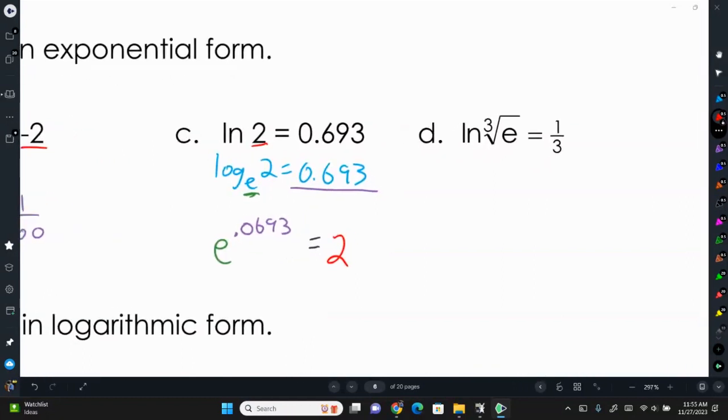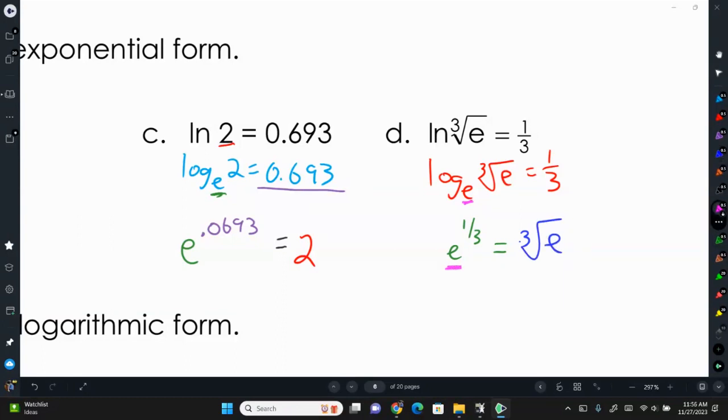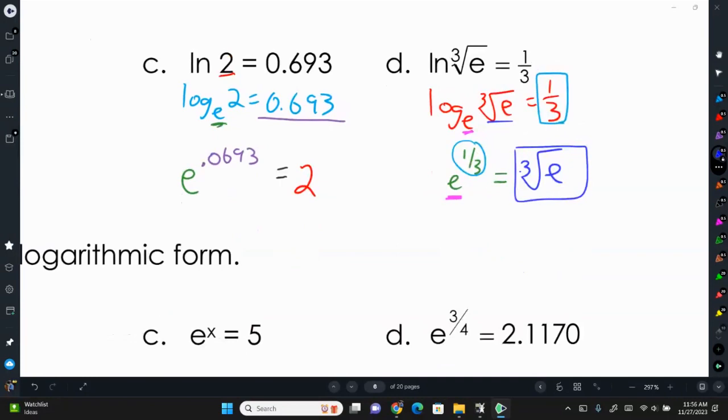So then letter D, we have ln of the third root of e equals 1/3. So again, log base e of the third root of e equals 1/3. e to the 1/3 power is equal to the third root of e, because remember, our base is e. Our exponent is what the log is equal to, and then the other number goes on the other side of the equal sign. And we know that the 1/3 power is the third root, just another way of writing it.